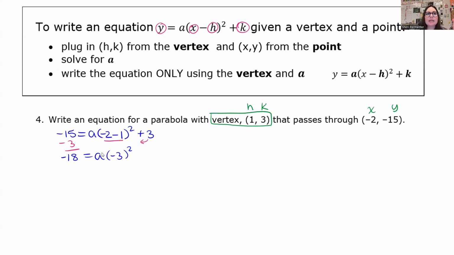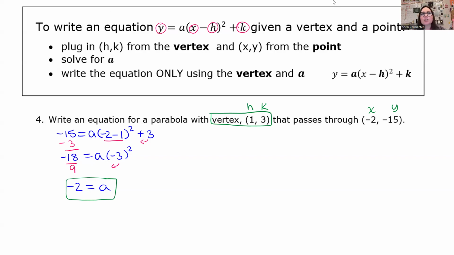All right, to get A by itself now, I'm going to have to divide by -3 squared. What's -3 times -3? 9. It doesn't matter if it's positive or negative, it's always going to be positive. So -3 times -3 is 9, and I'm going to divide by 9. What is -18 divided by 9? -2. So -2 equals A. That's the other piece of information I needed to be able to write my equation.